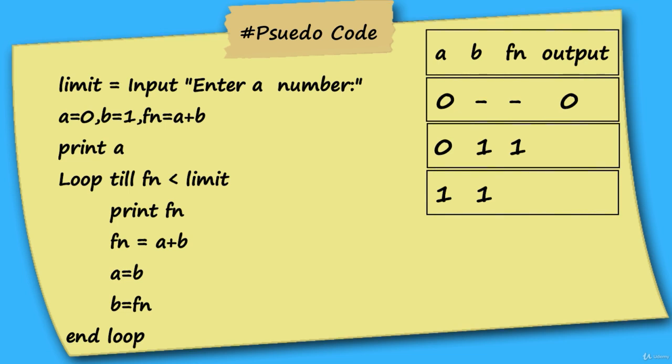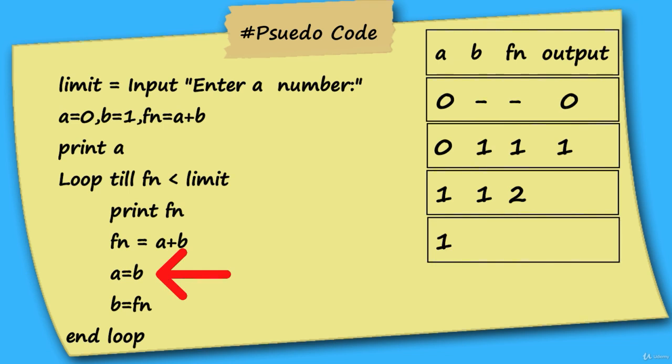Again it will go to print the value of fn, which is still 1. So again the output will be 1. Now fn is equal to a plus b. Both a and b are 1 and 1. So that will be 2. So fn will have 2 now. Again we are changing the value of a by b. So a will have value 1 and b will have the newer value, which is in fn, that is 2.